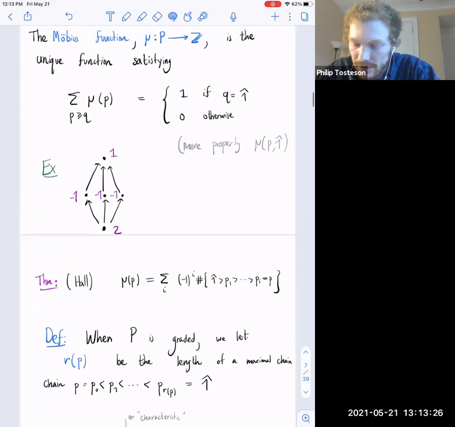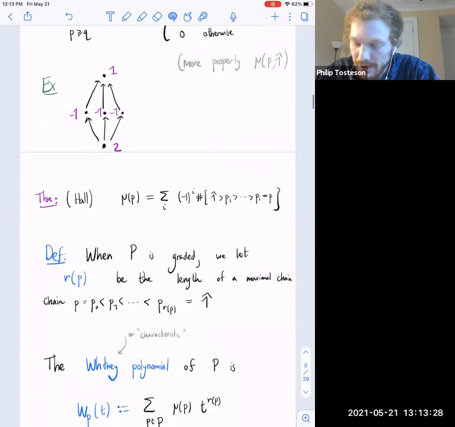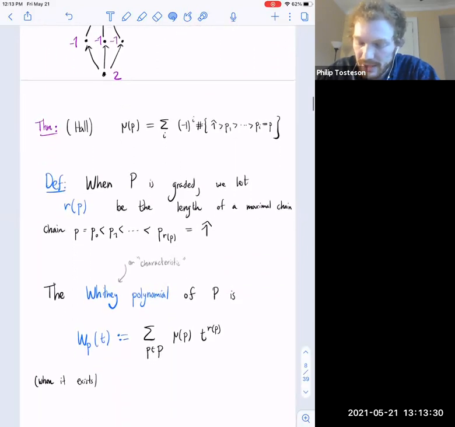Okay, so what I'm going to do is tell you how to build a polynomial out of the Mobius function of a poset. To do it, we need P not just to be a poset, but it needs to be graded. What it means for P to be graded is just that between any two elements in P, any maximal chain has the same length. So there's a well-defined way of saying how far apart two elements are.